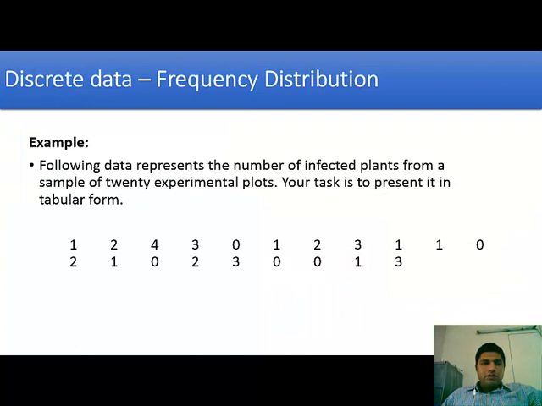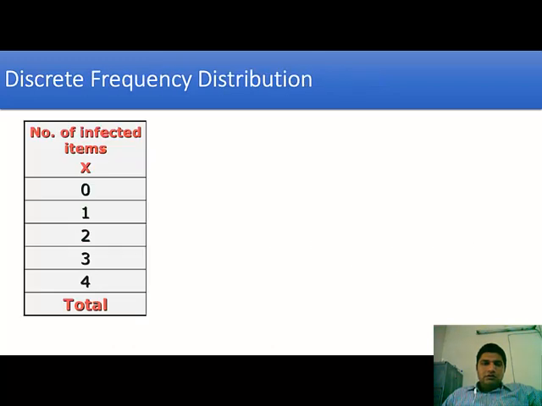Now we'll move to the quantitative data. And in quantitative, this is a simple example of discrete data: the number of infected plants from a sample of 20 experimental plants. You will have to put the possible values for the number of infected plants into the first column. They are 0, 1, 2, 3 and 4 in this case.